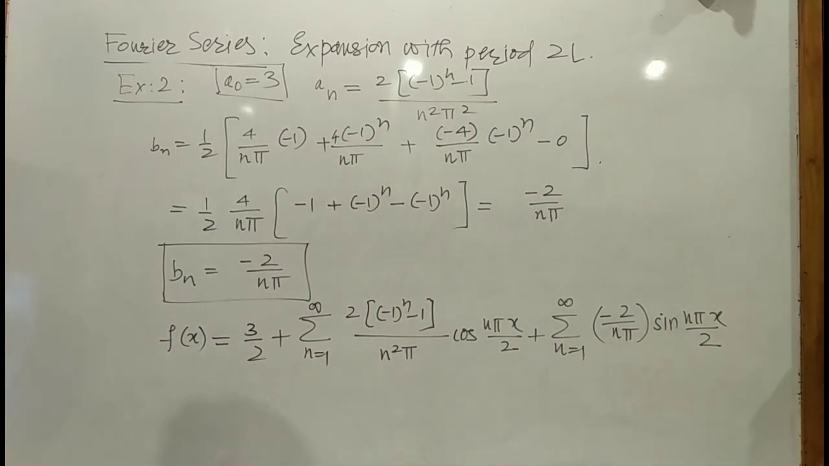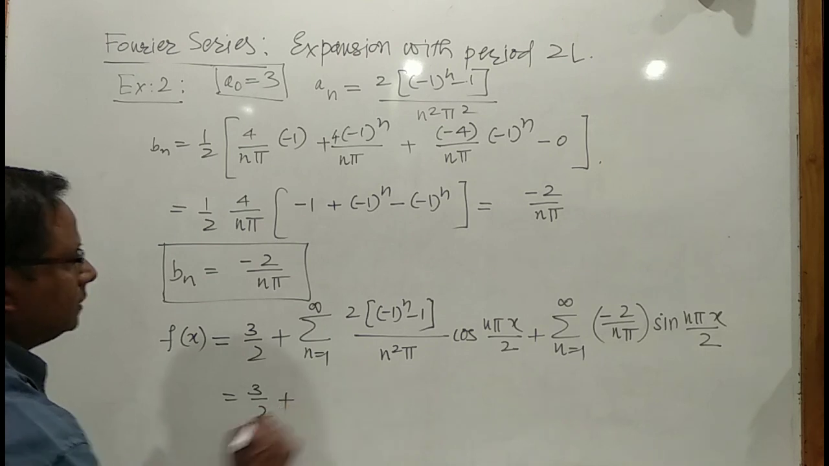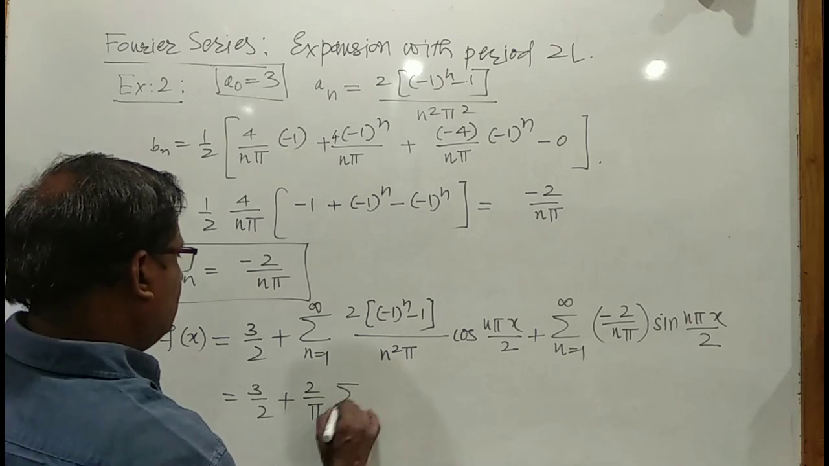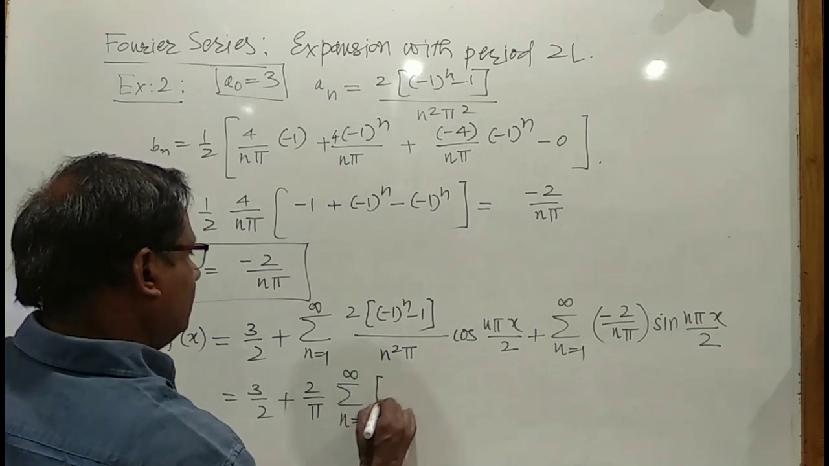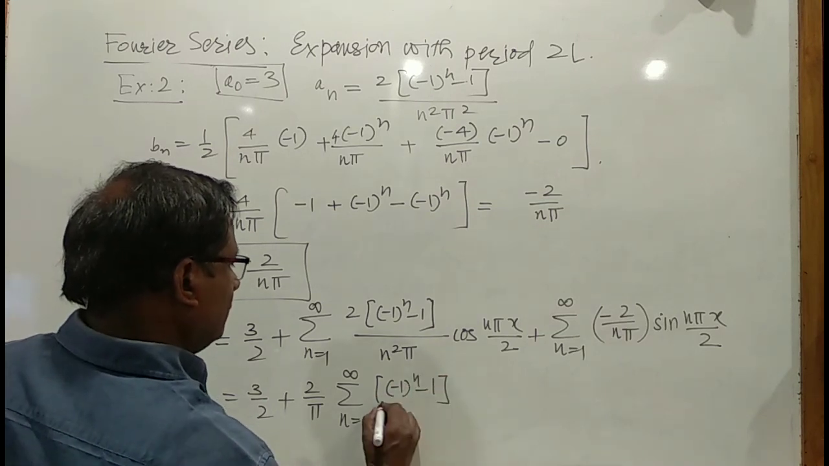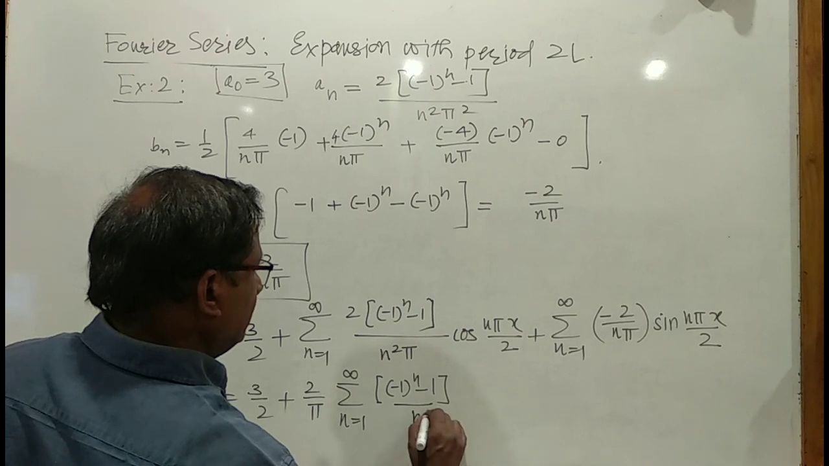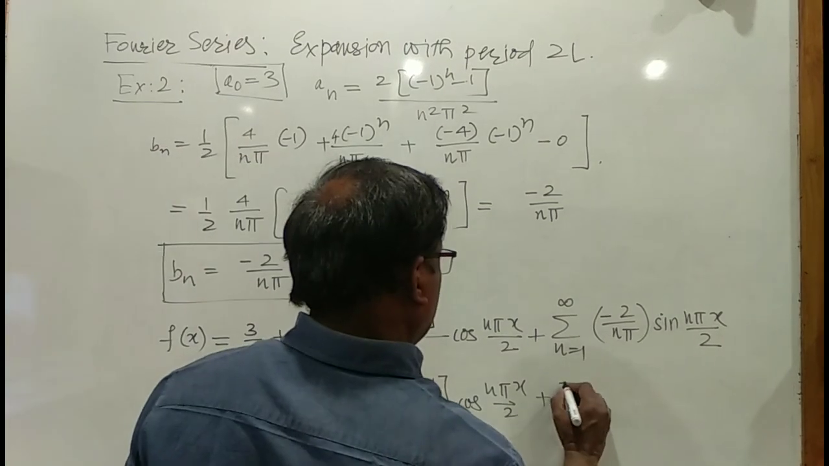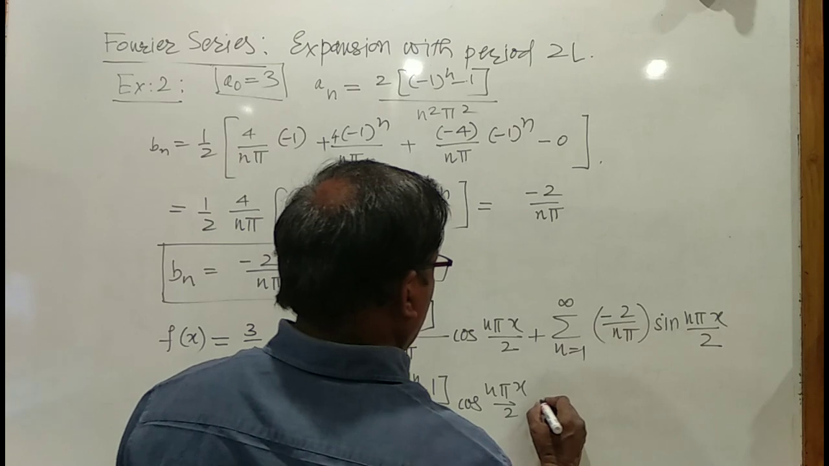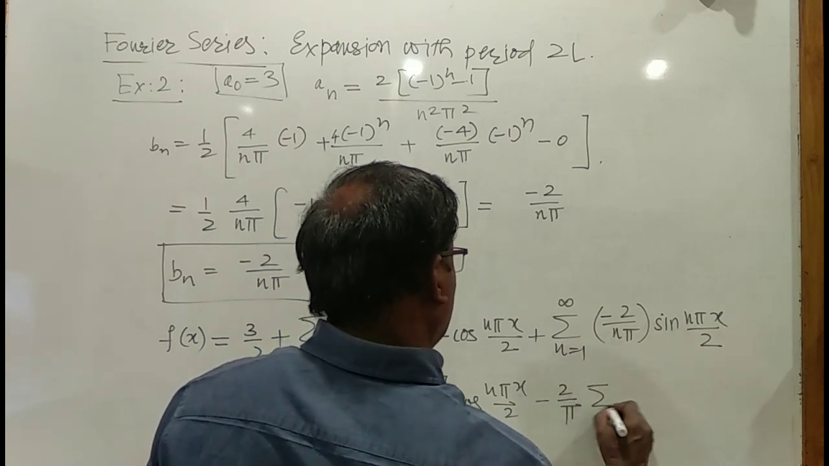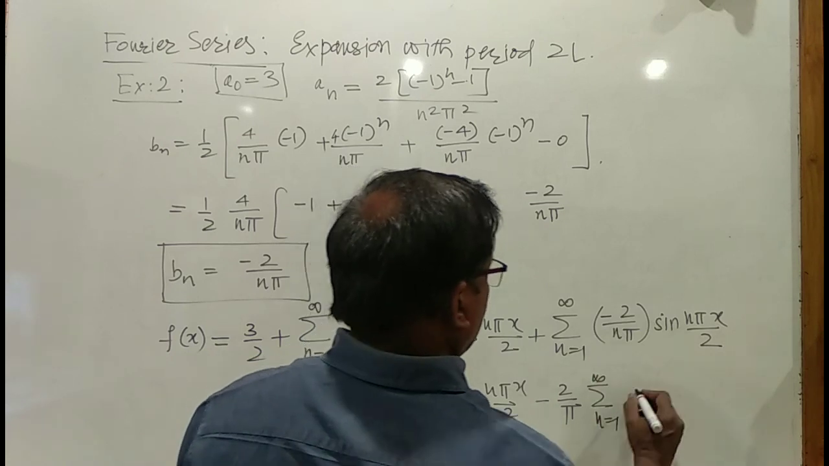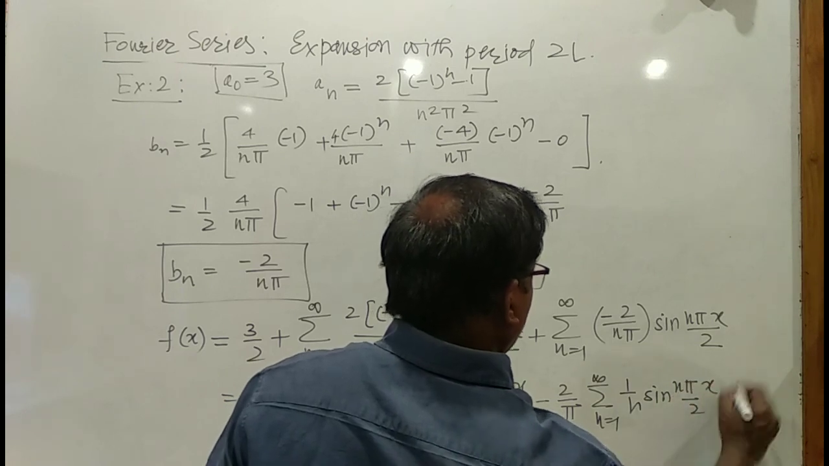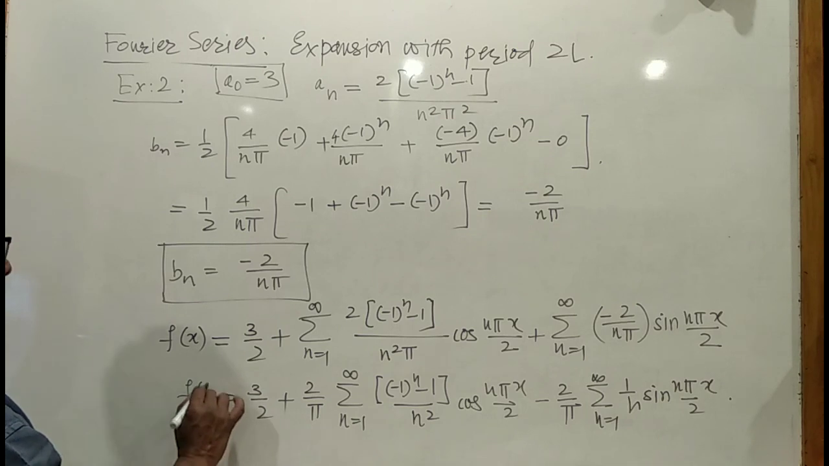If you further want to simplify, you can do that. 3 by 2 plus, here 2 by pi you can take outside, summation n varies from 1 to infinity minus 1 raised to n minus 1 upon n square into cos of n pi x by 2 plus here minus 2 upon pi I will take outside. This is summation n varies from 1 to infinity 1 upon n into sine of n pi x by 2, which is the required Fourier series of the given function f of x.